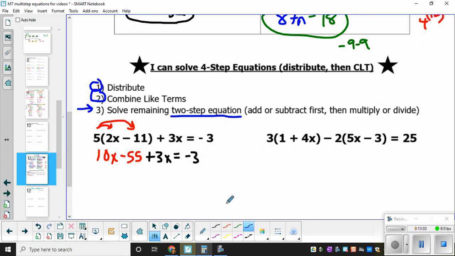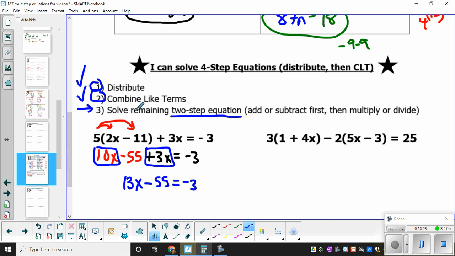Now I'm going to combine like terms, and so here I'm going to box them in blue. I've got a positive 10x, and with my 3x is the plus sign, so that's going to be adding, and so I get a 13x. There's nothing with this negative 55, so I'm just going to bring that down. There's no other constants. So I've taken care of the combining like terms. We did both of these steps.